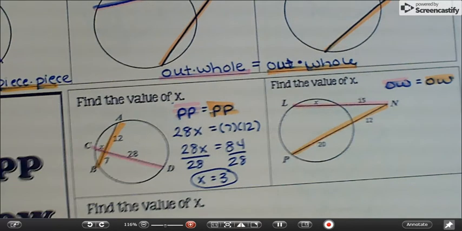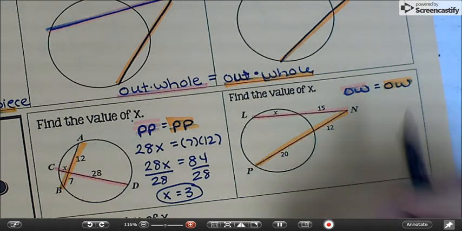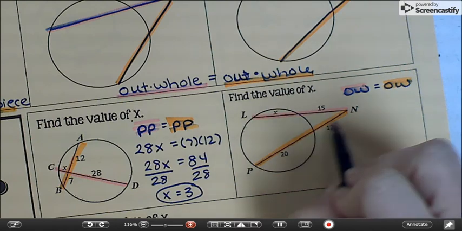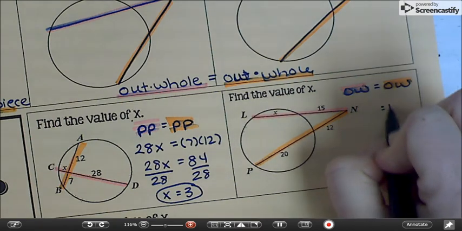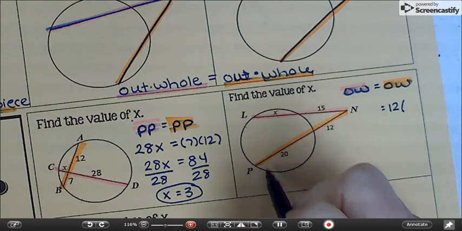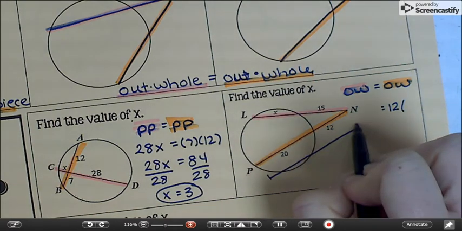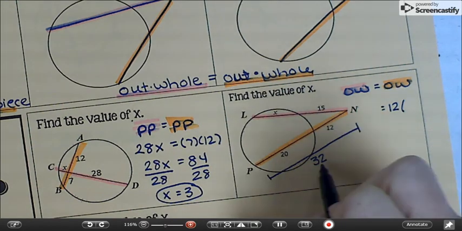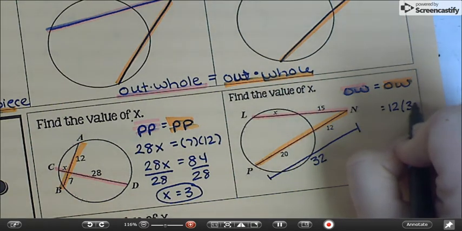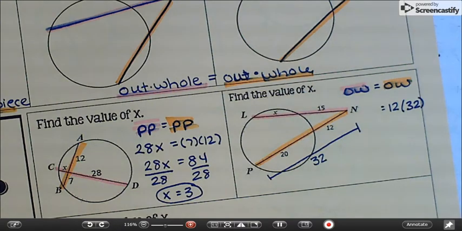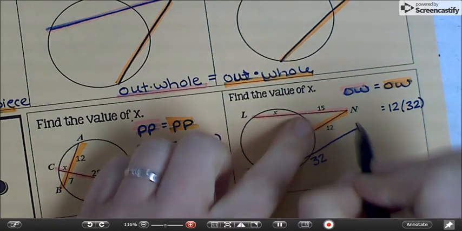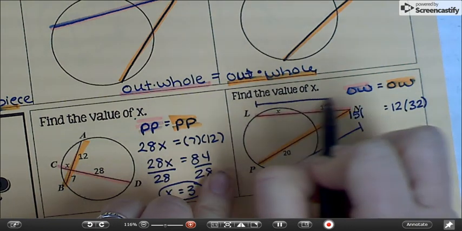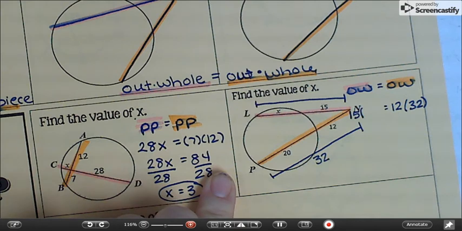And this does get a little bit confusing, so let's look at it. For this segment, well, actually, let's look at this one first. For the orange segment, the outside piece is 12. But the whole thing from here all the way to here is 32. We did 20 plus 12 is 32, segment addition. All right, so that's for the orange side. For the pink side, the outside is pretty obvious, 15. But the whole thing, what would that be? What do you think?